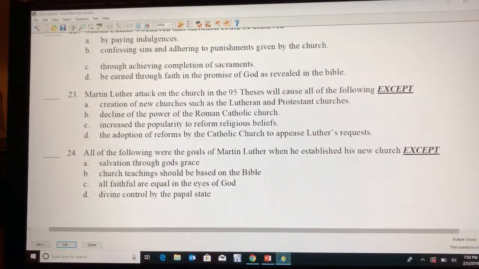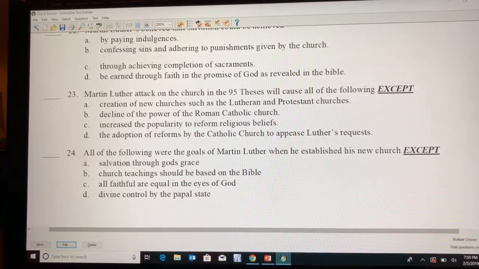So let's look at 23. Martin Luther attacked the church in the 95 Theses and caused all of the following, except. So we know he's charging the church about indulgences. Because of his attack, do we get the creation of new churches, such as the Lutherans and the Protestants? Do we get the decline of the power of the Roman Catholic Church?